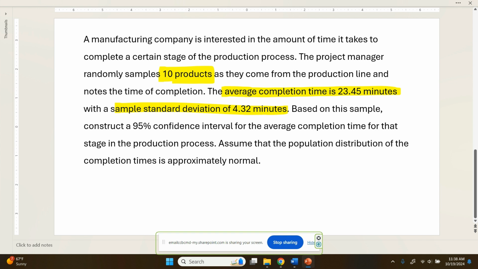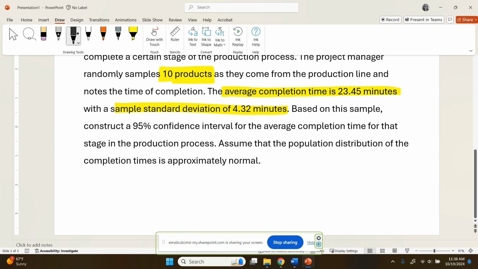Based on the sample, construct a 95% confidence interval for the average completion time for that stage in the production process. Assume that the population distribution of the completion times is approximately normal.